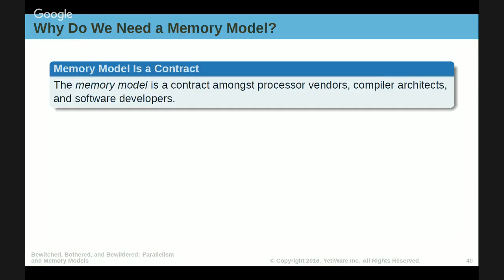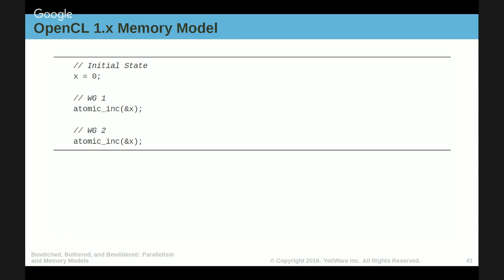Okay, so the memory model. OpenCL 1.x. Some people have written OpenCL code. Okay. I have an initial state, x equals 0. This is some sort of global variable, right? And I have two work groups. Each is going to do an atomic increment of this. What's the final value? Okay, so an atomic increment is indivisible.